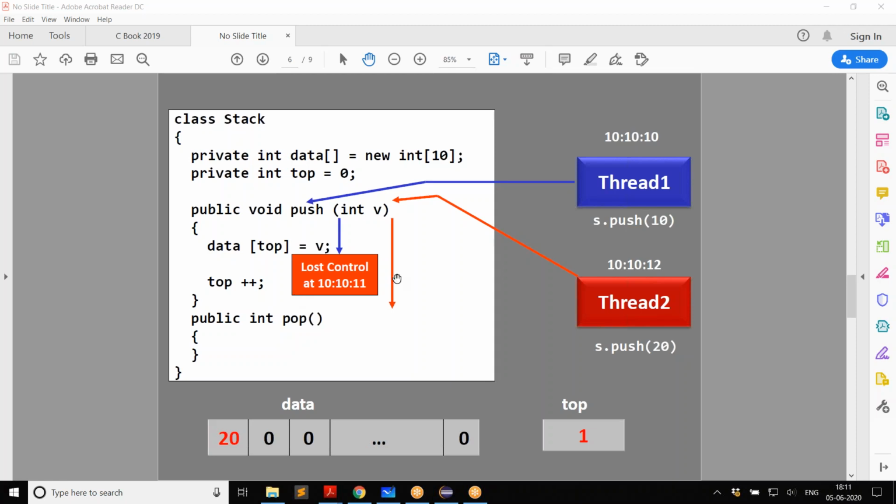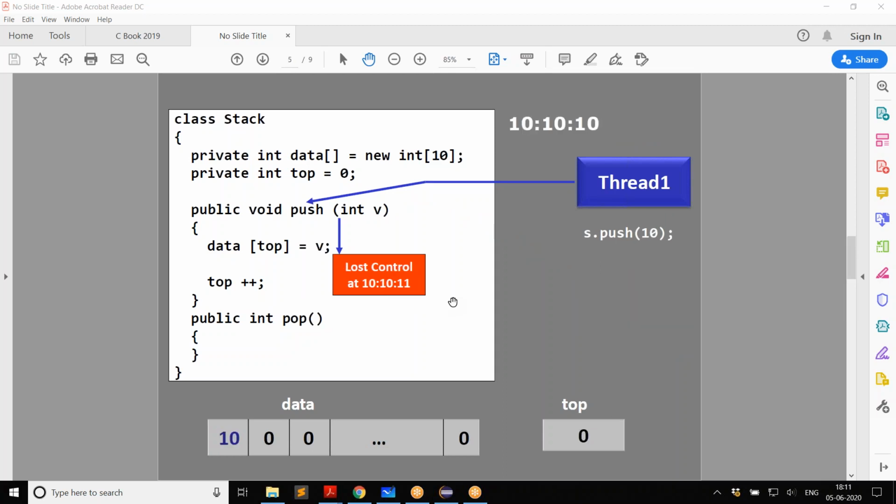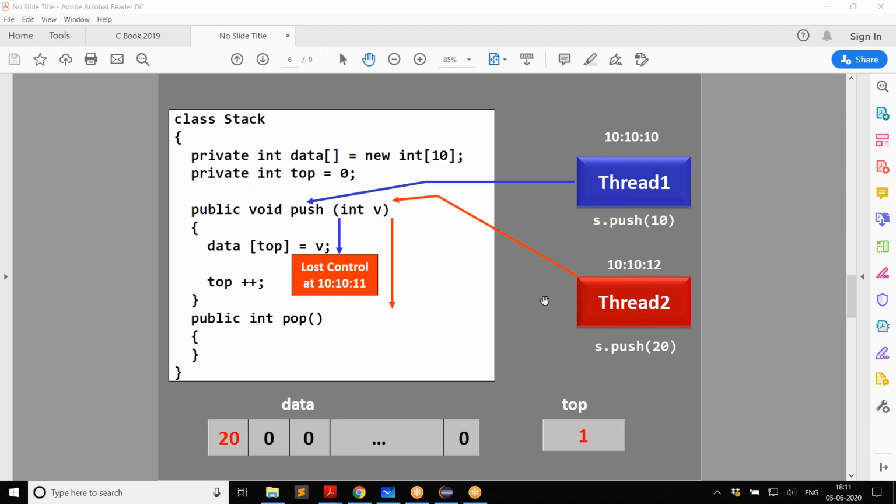So if you see how we can fix this problem, you should not allow thread 2 to enter into push until thread 1 completes the task. So I repeat, you should not allow thread 2 to enter into push method until thread 1 comes out of push. Because if thread 1 comes out of push by incrementing top, then there is no problem. All is well. But we are entering into push method from thread 2 before thread 1 could complete the task. That caused this data corruption.